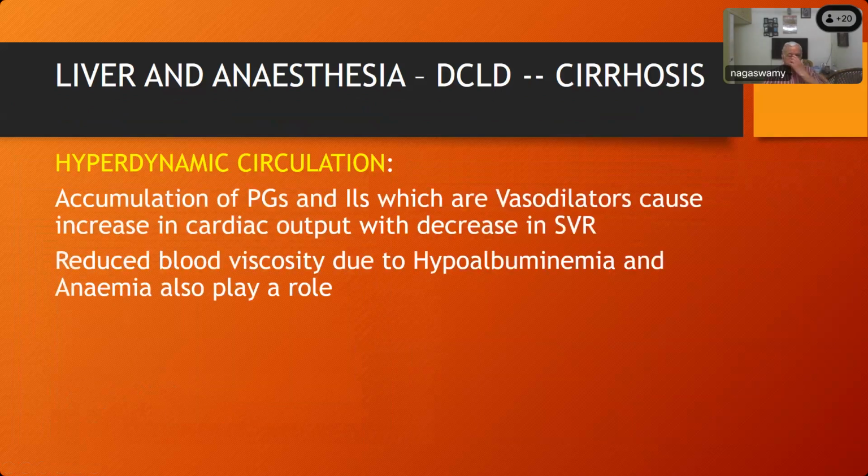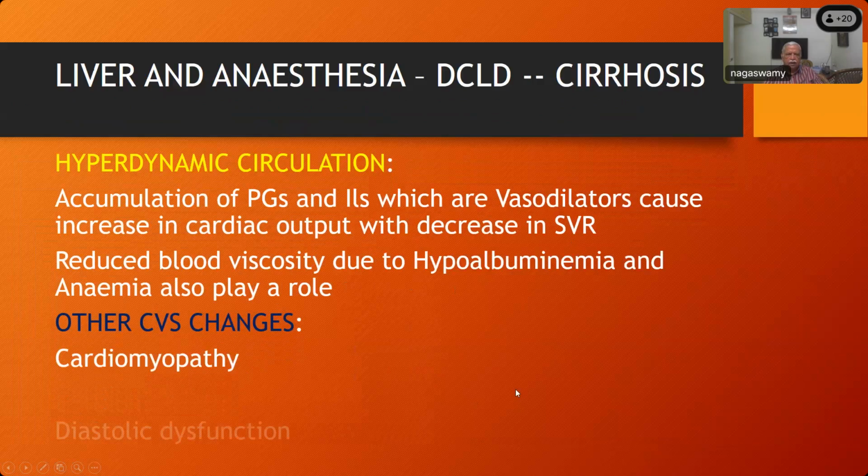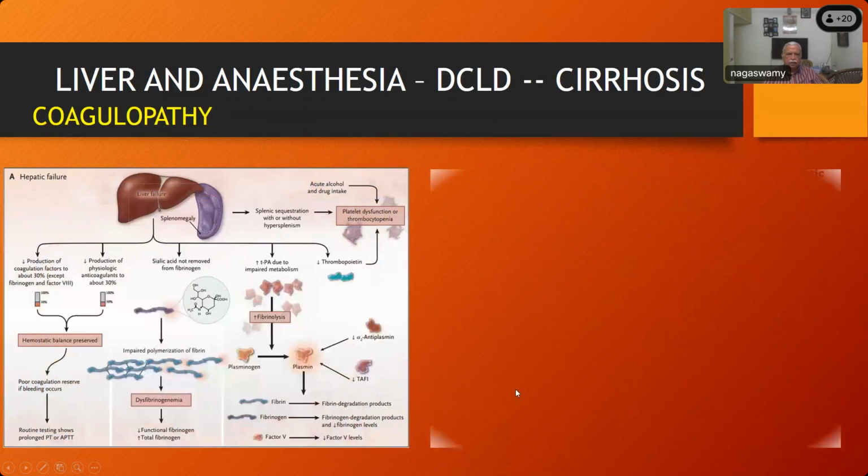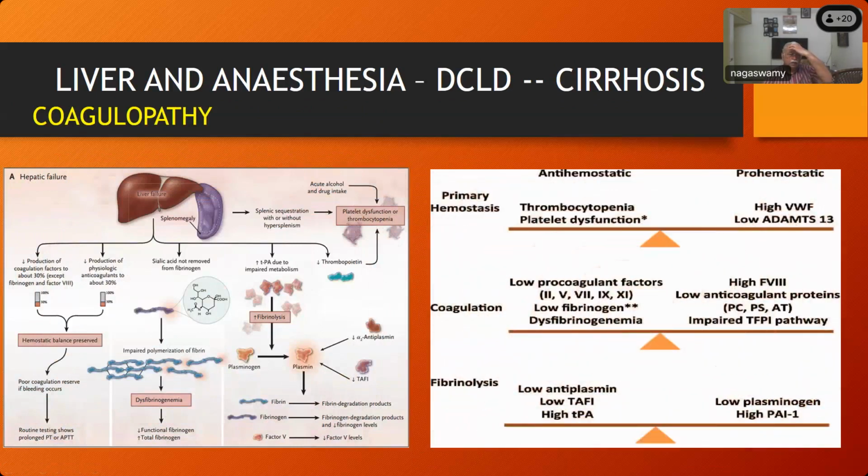Why hyperdynamic circulation? Accumulation of prostaglandins and the interleukins, which are vasodilators, cause an increase in cardiac output and a decrease in SVR, and reduce blood viscosity due to hypoalbuminemia. Anemia also plays a role in the hyperdynamic circulation. There is a cardiomyopathy, diastolic dysfunction can also happen, and mainly coagulopathy in the form of increase in INR. So primary hemostasis, coagulation, fibrinolysis, all the three things are involved in the coagulopathy in liver disease.